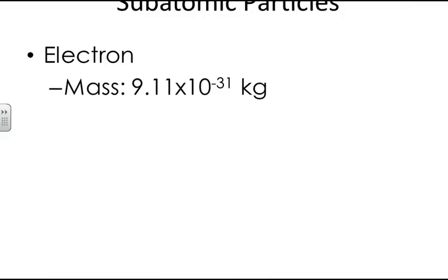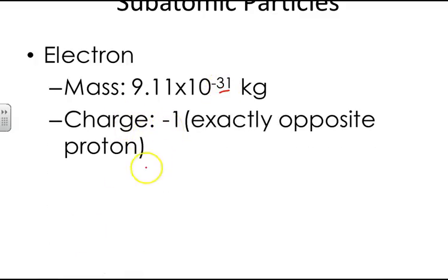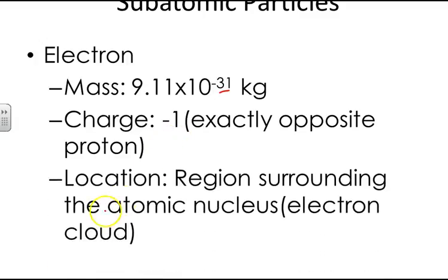Third subatomic particle is the electron, which has a tiny mass compared to the others, only 9.11 times 10 to the negative 31st kilograms. Remember, the other two had exponents of negative 27, which is significantly larger than 10 to the negative 31st. The charge is negative 1. It's exactly the opposite in charge of a proton. And its location is outside the nucleus, in a region that we're just going to call the electron cloud for now.